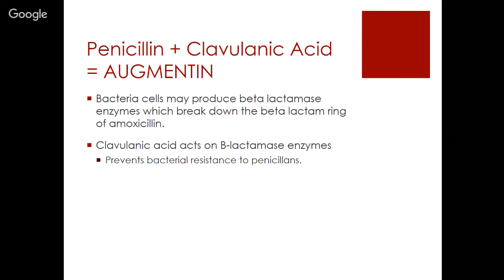So what bacteria will do to try and stop penicillin from working, to sort of override it, is to produce beta-lactamase enzymes. They break down that beta-lactam ring and stop penicillin from working. Clavulanic acid inhibits those enzymes, so it stops penicillin from being broken down. And that's what that is. It can be given with cephalexin, but penicillin is the main one. And this is that brand name for it.